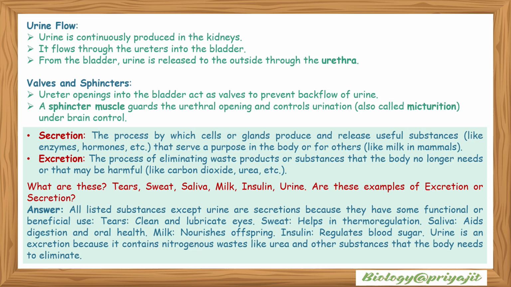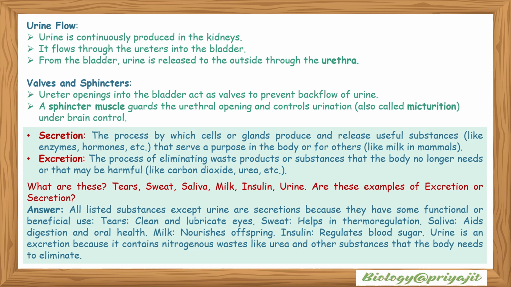Now you should know the difference between secretion and excretion. Secretion is basically the process by which cells or glands produce and release useful substances like enzymes, hormones, etc. that serve a purpose in the body or for others, like milk in mammals. But excretion is the process of eliminating waste products or substances that the body no longer needs or that may be harmful, like carbon dioxide, urea, etc.